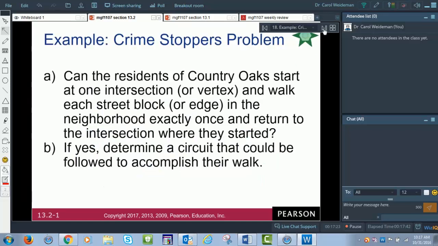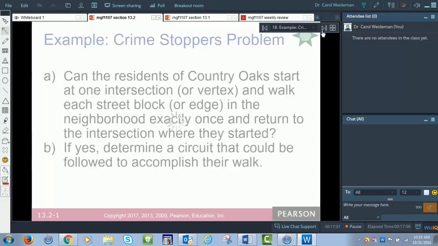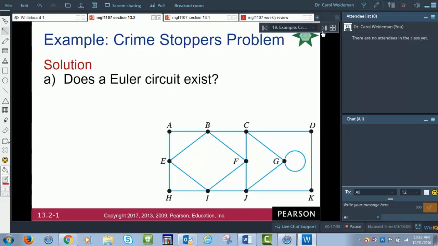So these are the streets in the neighborhood. There's a cul-de-sac here. Okay, so the question is, can the residents start at one intersection or vertex and walk each street block or edge in the neighborhood exactly once and return to the intersection where they started? If yes, determine the circuit that could be followed to accomplish their task. So we're looking for a Euler circuit.